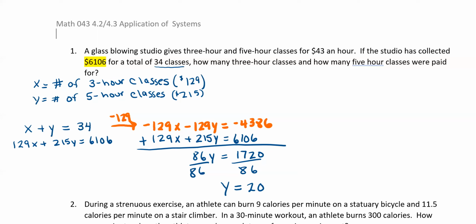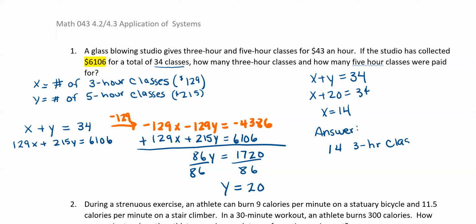But we need to solve for X as well. And we know that X plus Y is equal to 34. X plus 20 is equal to 34. So X is equal to 14. So we need to state the answer. The answer would be, we have 14 3-hour classes and 20 5-hour classes. And there you have it.